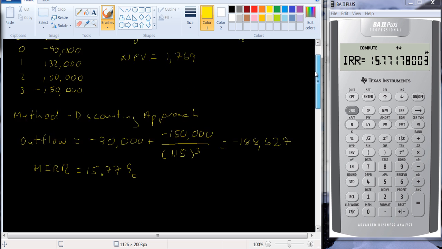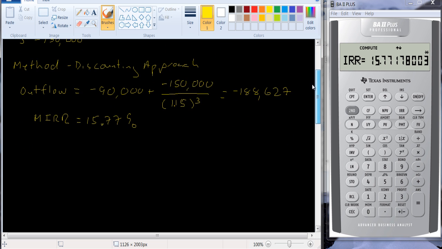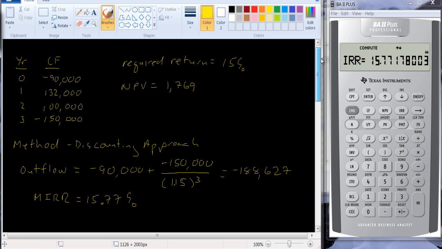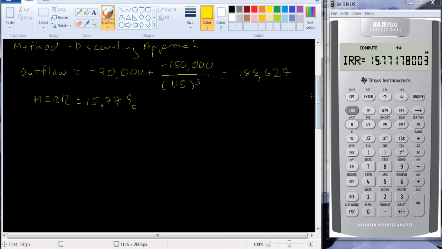So in this case, if we have a required return of 15%, we would accept this project. So we get the same solution we got when we used NPV, already calculated up here at 1,069. It's positive, so we accept the project. All right, how about method 2?